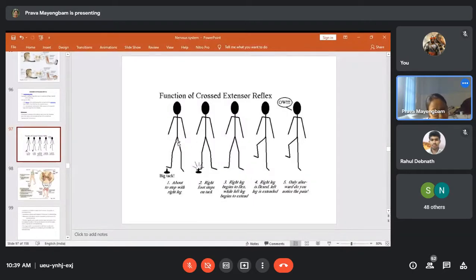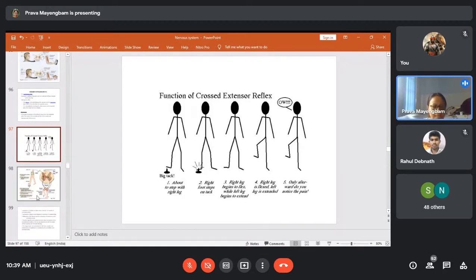When he flexes his right leg, the weight of the person needs to be borne by the left leg alone, because the center of gravity is now shifted. Earlier, the center of gravity was in the middle, but due to the lifting of the right leg, the center of gravity is shifted towards the left. Due to this, the posture changes. Understand? So this is how, after the action of this reflex, the posture changes.